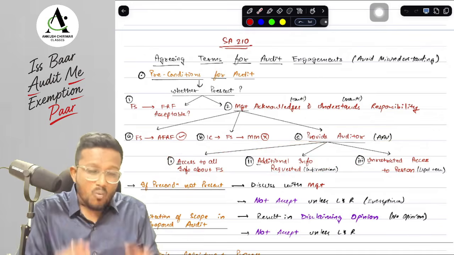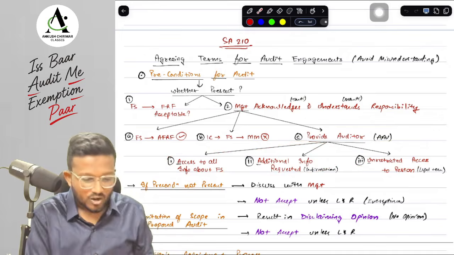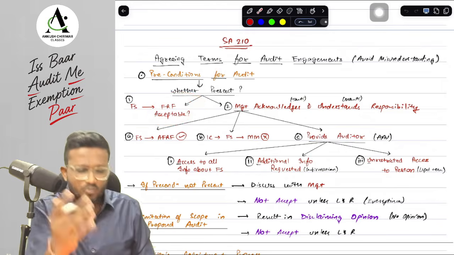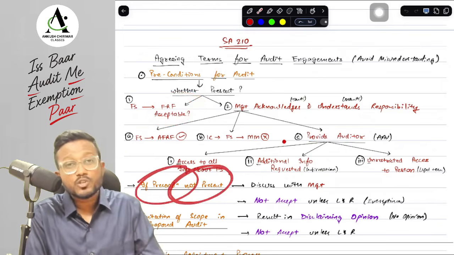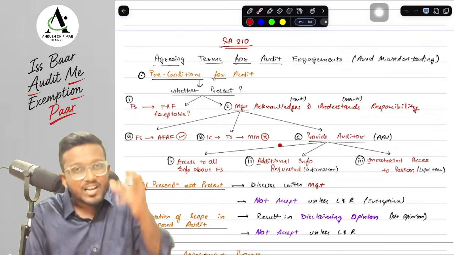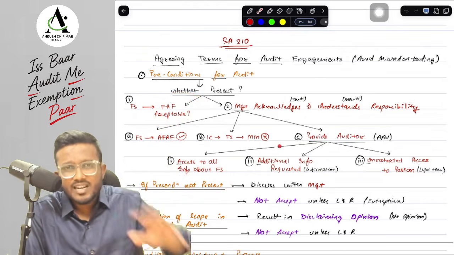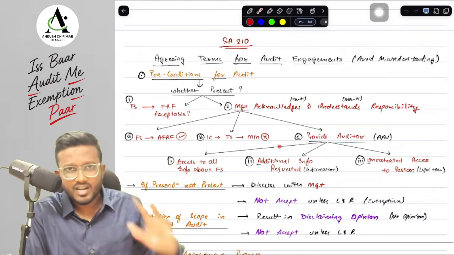Okay, yes sir. Now what if, when I was checking this precondition, I got to know that the FRF is not acceptable, which means what? The precondition is not present. Then should I directly decline the engagement? No sir, I should first discuss with the management that your FRF is unacceptable. Suppose management changes, then I can definitely accept it.